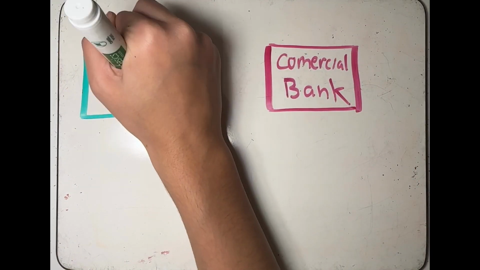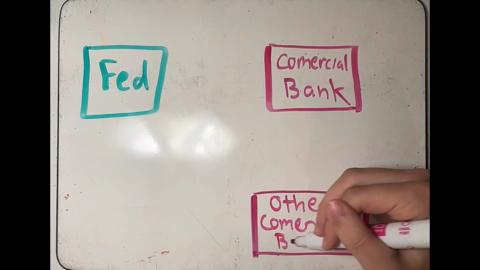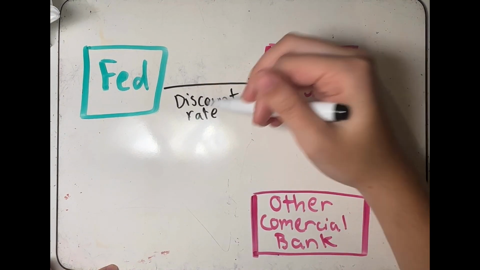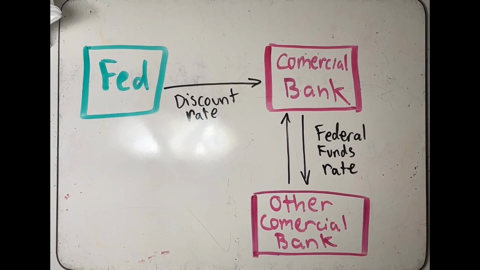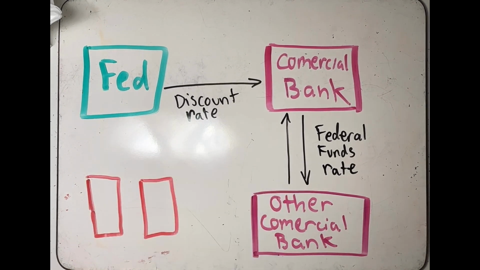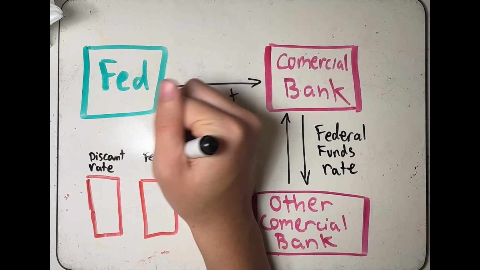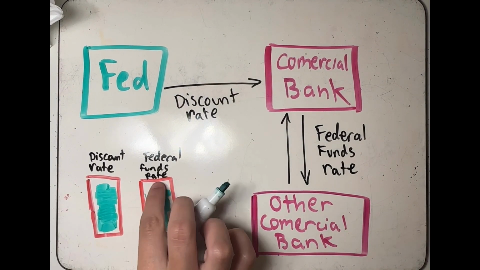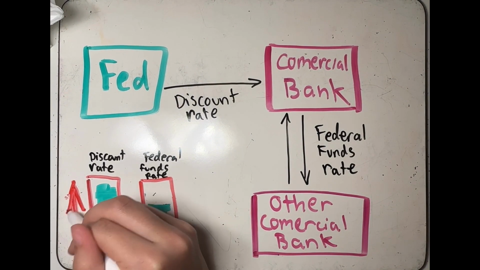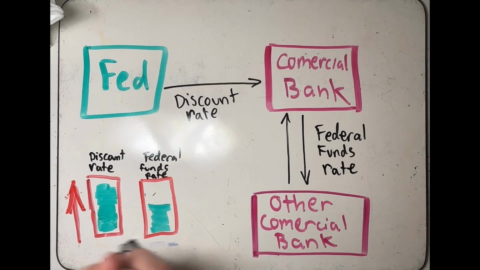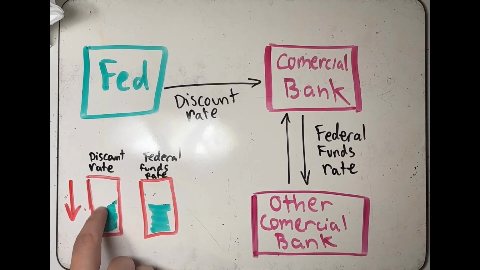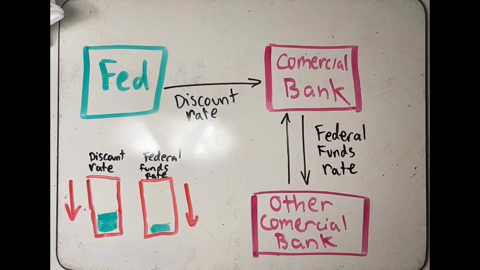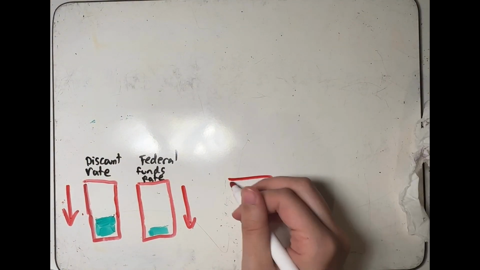Anyways, moving on, the discount rate. The discount rate is the interest rate at which commercial banks pay for borrowing from the Fed. Meanwhile, the federal funds rate is the interest rate which commercial banks pay for borrowing from each other for overnight transactions. The discount rate is always higher than the federal funds rate. If the Fed lowers the discount rate, then the federal funds rate will also have to decrease in order to stay competitive in relation to the discount rate.